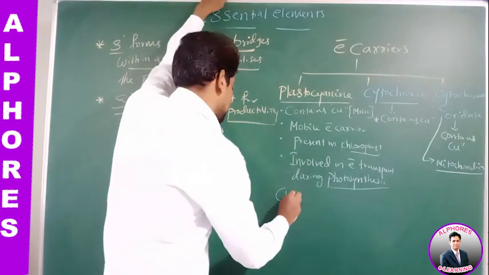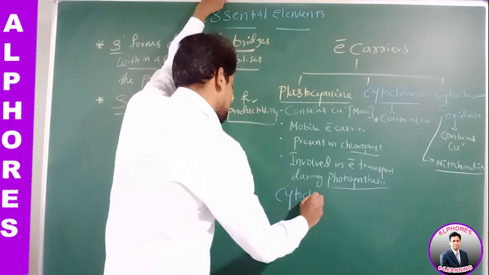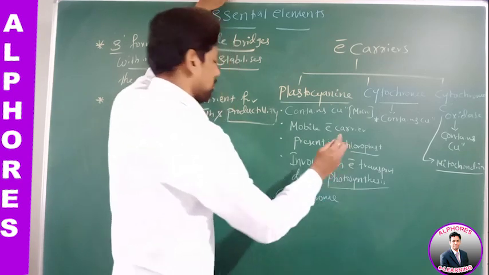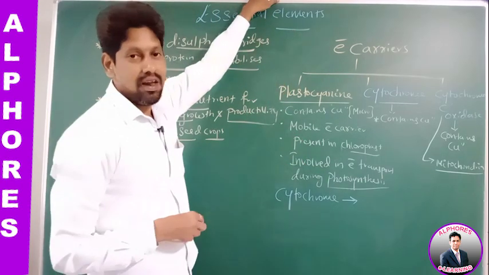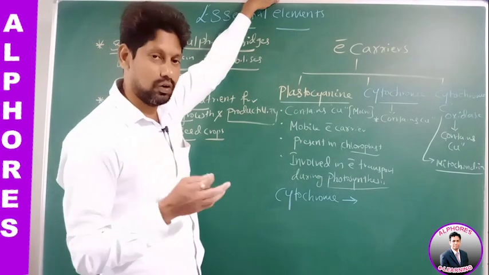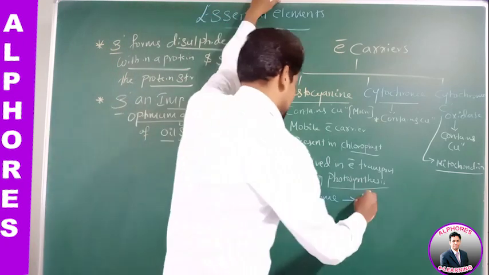Now see this statement. I am writing simply cytochrome. Cytochrome is present in chloroplast, present in mitochondria.